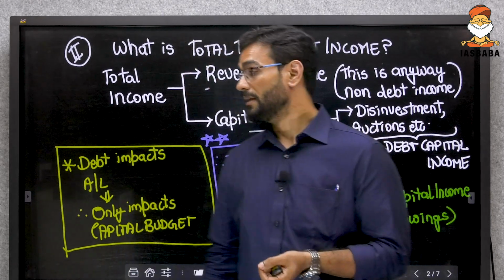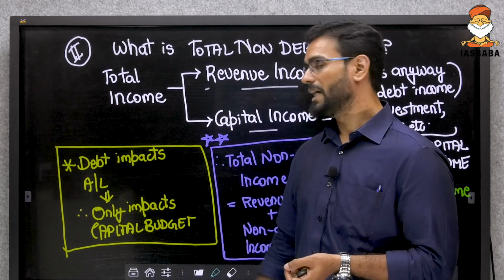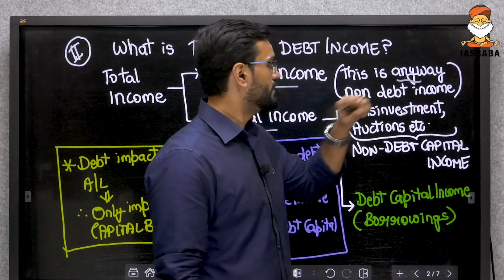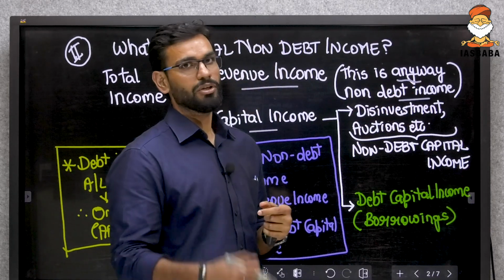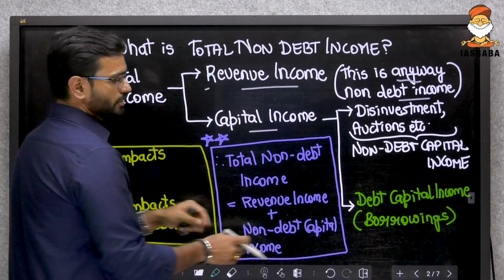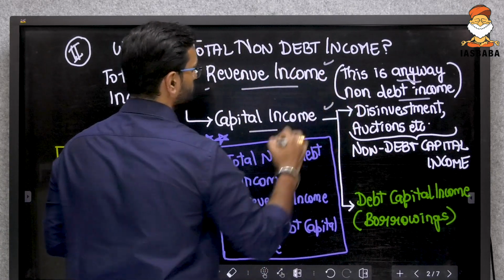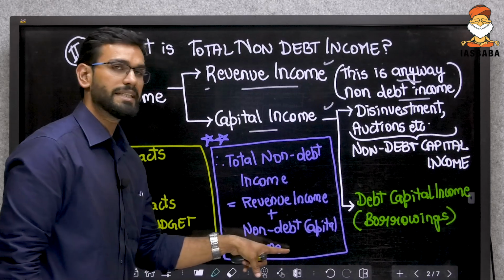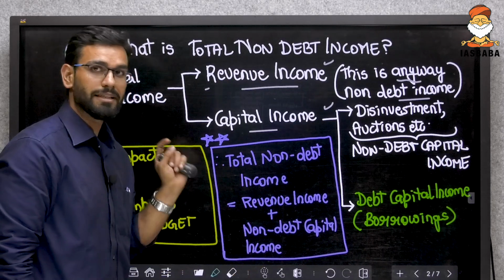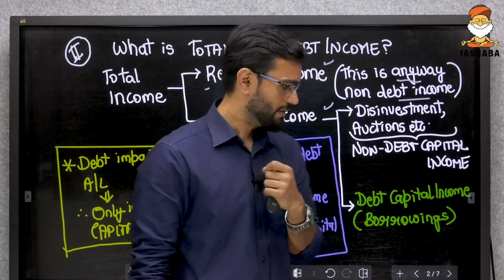I hope that is clear. That is what we have written as well. Debt impacts assets and liabilities, therefore it impacts only the capital budget. That is why this is anyway debt, and this is anyway non-debt income. So what will be the non-debt income? You exclude the debt income and you add these two. So revenue income plus non-debt capital income becomes total non-debt income. Please remember this because it is going to be useful towards the end of this session. Now, moving on.